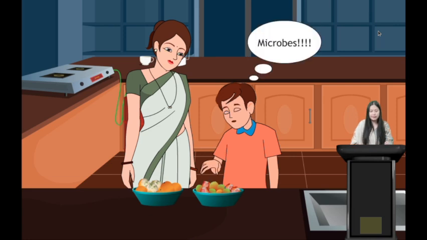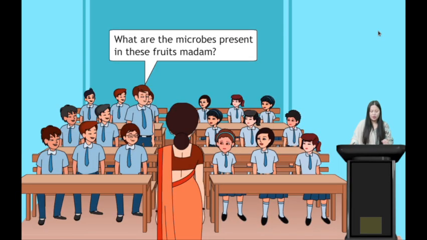Now, this made the boy curious. Microbes. So let us see what happens. The boy took the spoiled fruits to school to ask his science teacher, "What are the microbes present in these fruits, madam?" That is what he asked his teacher. He took the spoiled fruit because he was curious. His mother told him that these fruits were spoiled due to microbes, and this made him curious to know what microbes are present in the fruits.